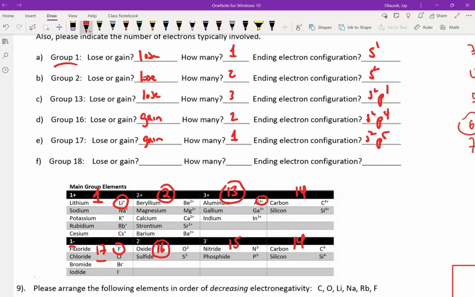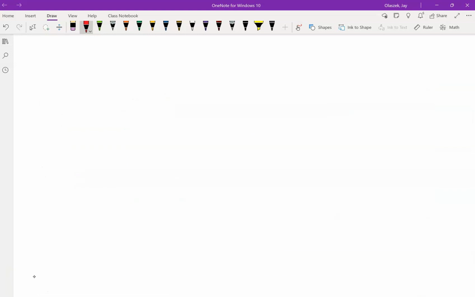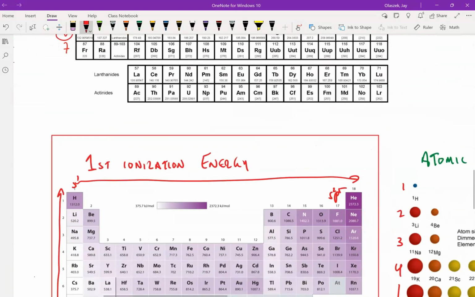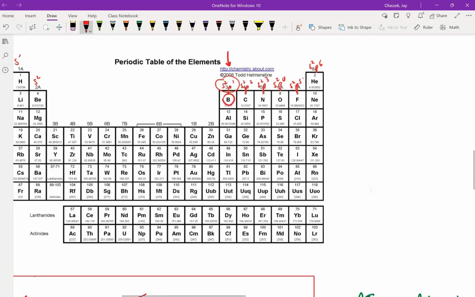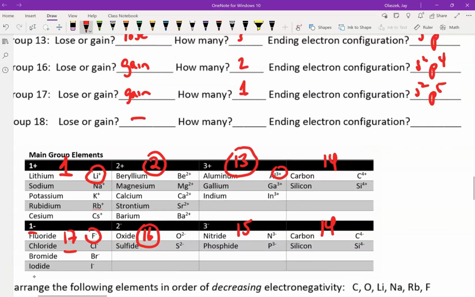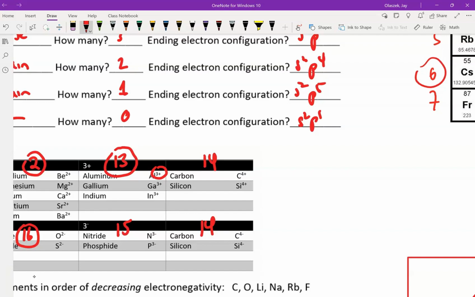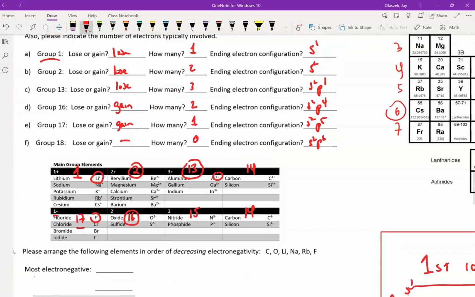Well, where's group 18? That's these guys. These are the noble gases, and we know they don't really do anything. That means they don't tend to lose or gain electrons at all. 0, and that's because they have an ending electron configuration of s2p6.